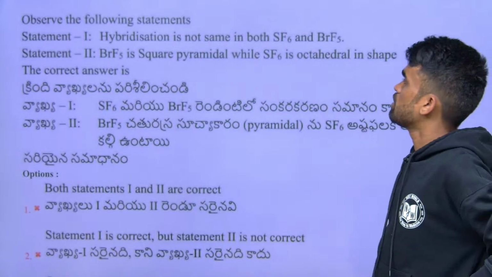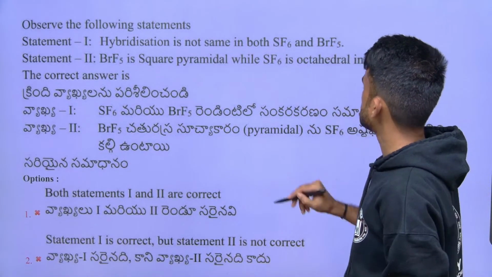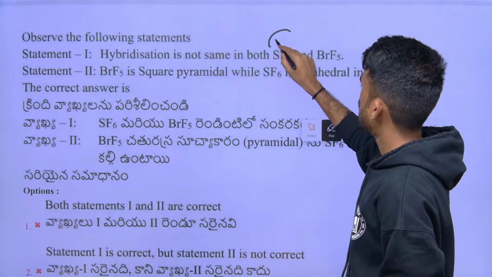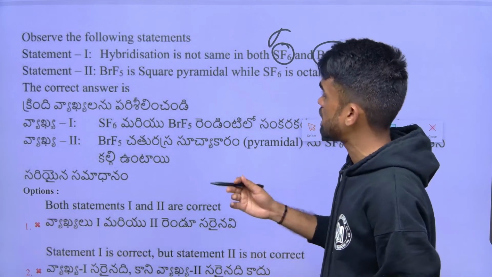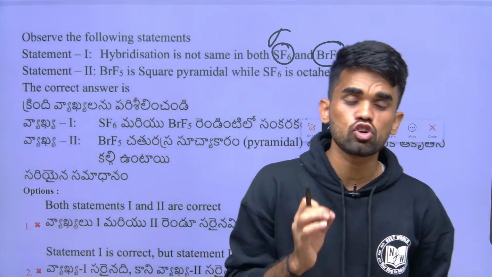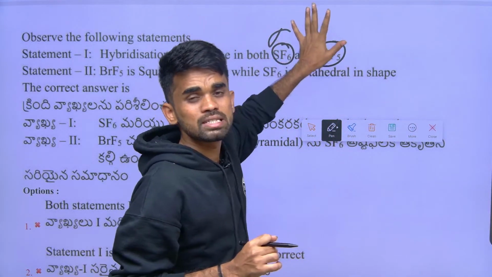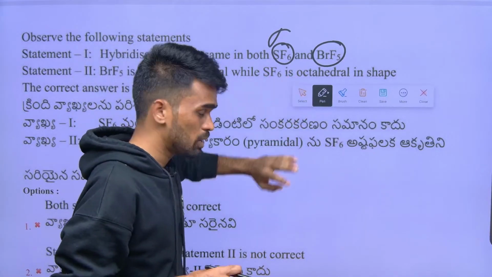Hybridization is not the same in SF4, SF6 and SBrF5. Is this a true statement or not? This is also from chemical bonding, and I have made a dedicated video on valence shell electron pair repulsion theory, where we discuss the hybridization, shape and structure of these molecules. You can go and watch that after completing this session.